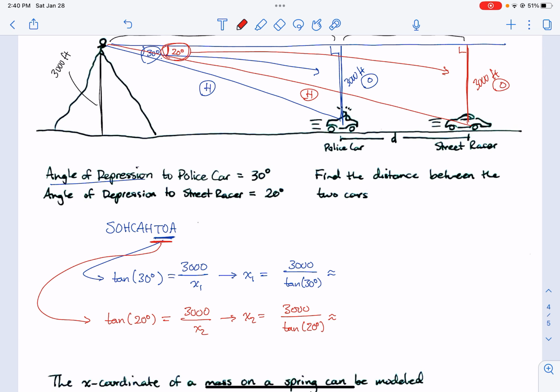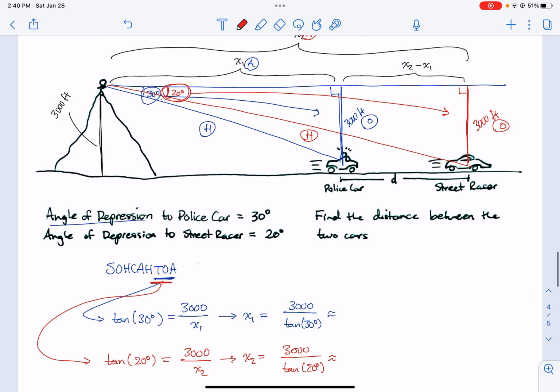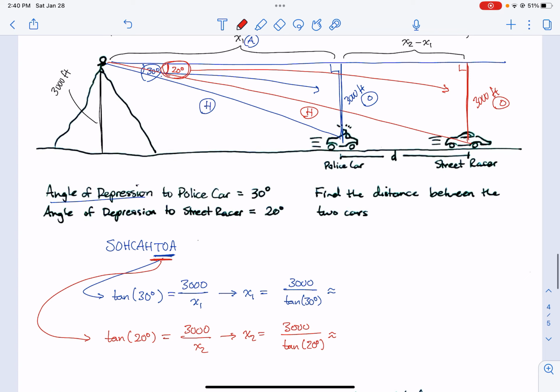So let's put this in. Again, make sure you're in the right mode. We're using degrees in our angles here. Go to degree mode. You're going to have to change it if you were following from the last problem. And let's put it in. So 3,000 divided by tangent of 30 degrees. Okay, I'm getting an answer of 5,196.15 feet.